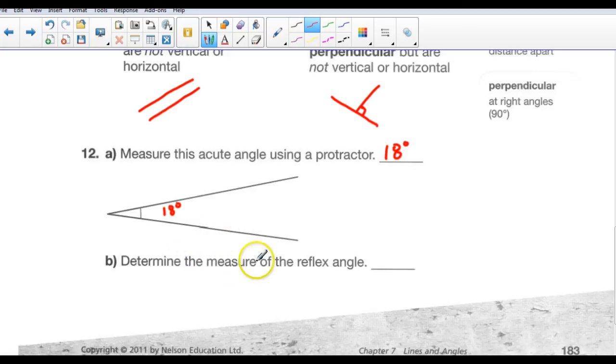Now it says determine the measure of the reflex angle. Well, the reflex angle is just the distance all the way around the other side, and how do we do that? We just take the full circle, which is 360. We subtract 18, and our reflex angle for this one is 342 degrees. So this is our acute angle inside here, and this is our reflex angle, the rest of it all the way around. Okay, so that's all there is for getting started on Chapter 7.